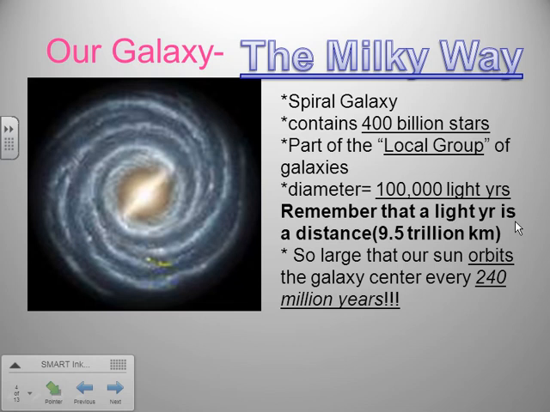And the reminder here in bold is that a light year is a distance, not a time. A light year is about 9.5 trillion kilometers. The Milky Way galaxy is so large that our sun orbits the galaxy center every 240 million years.